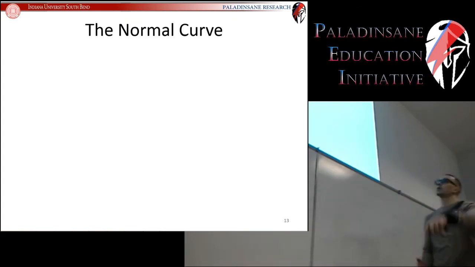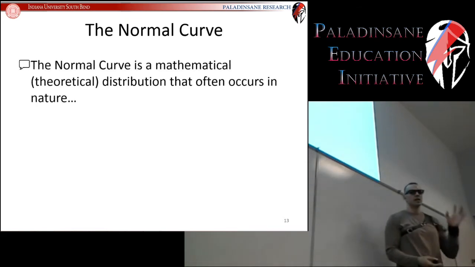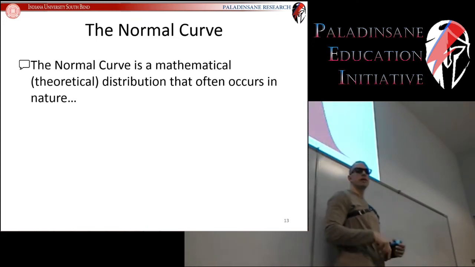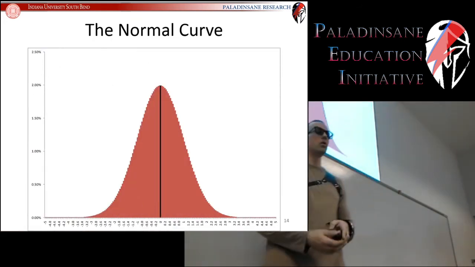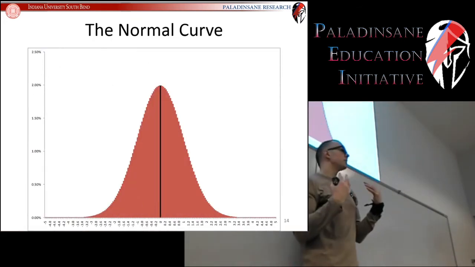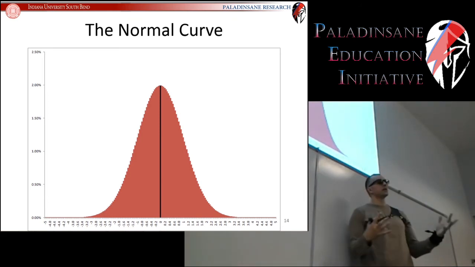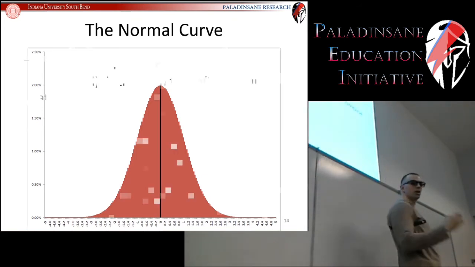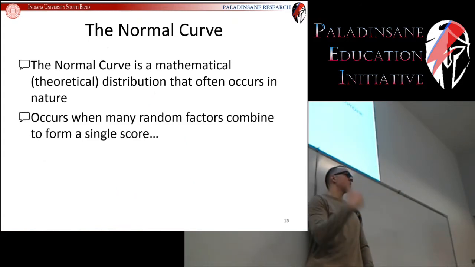All right, so the normal curve. So again, this is a mathematical theoretical distribution, and it occurs in nature very, very often. So the normal curve is that bell curve that you've probably seen when talking about, for example, IQ scores, when talking about the weights of people in a population, when talking about the heights of people in a population. We're talking about a lot of different factors about people in a population. And that's because this occurs when more than one random factor combines to give you a single score. And that happens in psychology so many times.